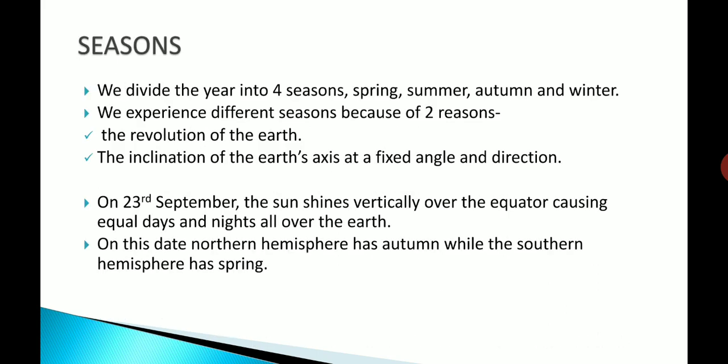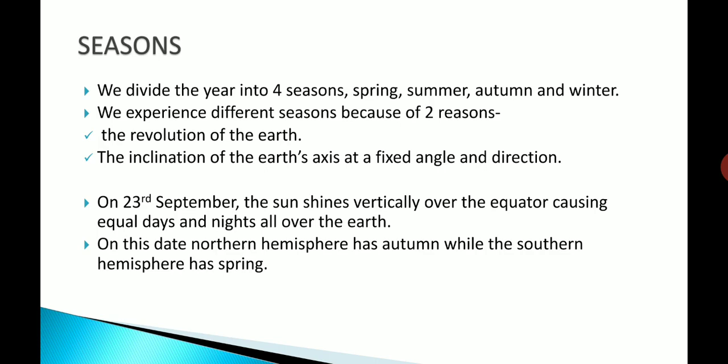Let's talk about the seasons. We have divided the year into four kinds of season. First is spring, second summer, third is autumn and fourth winter. And we experience these four seasons mainly because of two reasons. First, due to revolution of earth around the sun, and due to the inclination of earth axis, which we have read in the first slide, the inclination of earth axis at a fixed angle and direction.